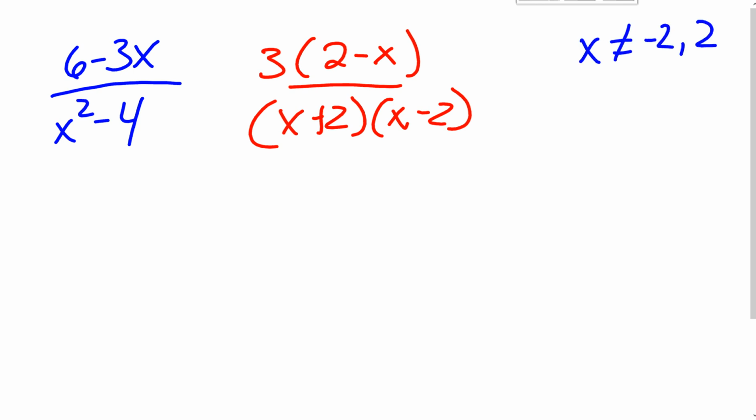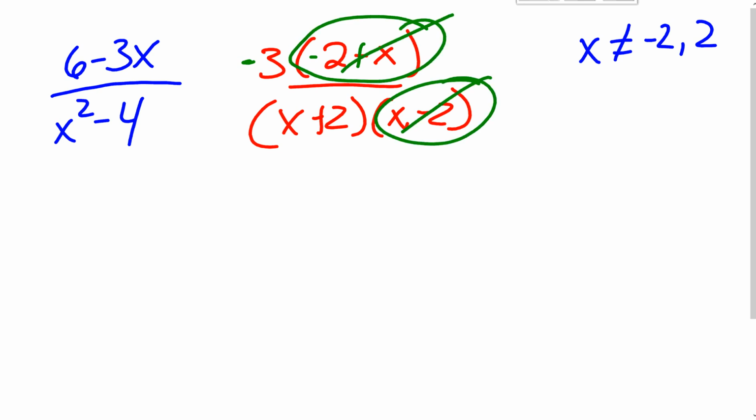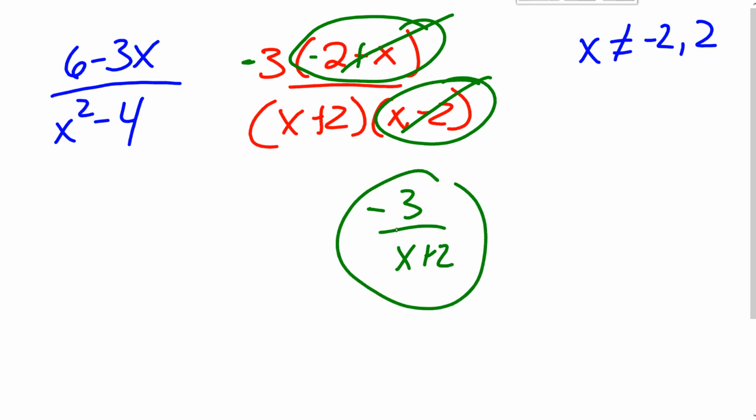And then if I divide, actually, instead of by positive 3, if I divide it by negative 3, that would make a negative 2 and a positive x. Well, that's the same thing as this one. So then I can cancel those, and I get negative 3 over x plus 2. So that's my simplified form.